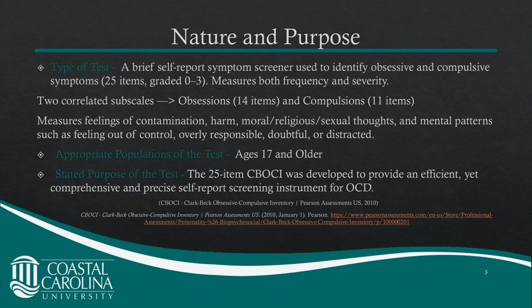The test itself has two correlated subscales, the first being obsessions, which are the first 14 items, and the next being compulsions, which are the next 11 items, and they measure feelings of contamination, harm, moral and religious and sexual thoughts, as well as mental patterns such as feeling out of control or feeling overly responsible, doubtful, or distracted.